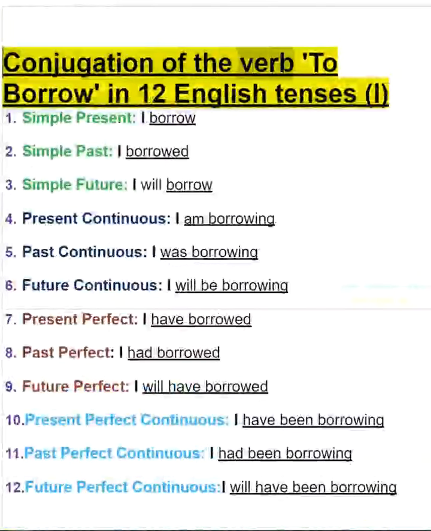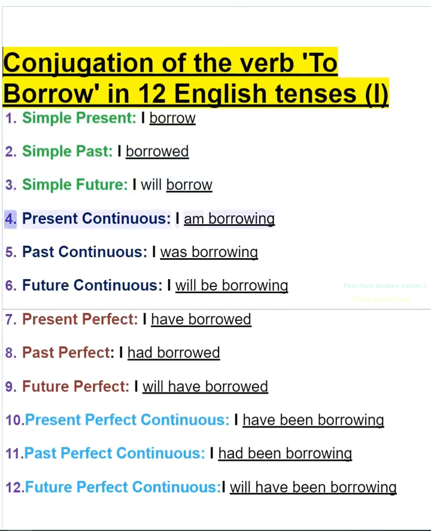Conjugation of the verb to borrow in 12 English tenses. 1. Simple present, I borrow. 2. Simple past, I borrowed. 3. Simple future, I will borrow.